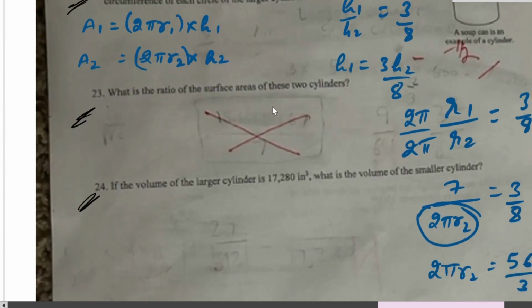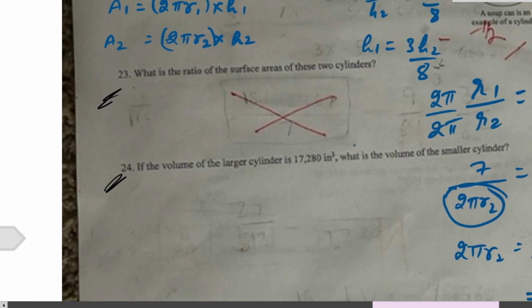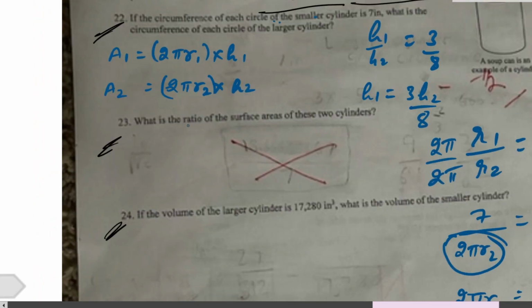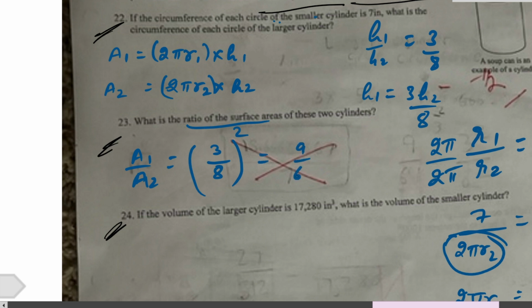Alright, so what is the ratio of the surface area of these two cylinders? Now, ratio of the surface areas. If you have two similar figures, the ratio of the areas of those two similar figures is the square of the ratio of the sides. So we know that the ratio of height is 3 is to 8. Now the ratio of the area will be square of that, which is 9 by 64.